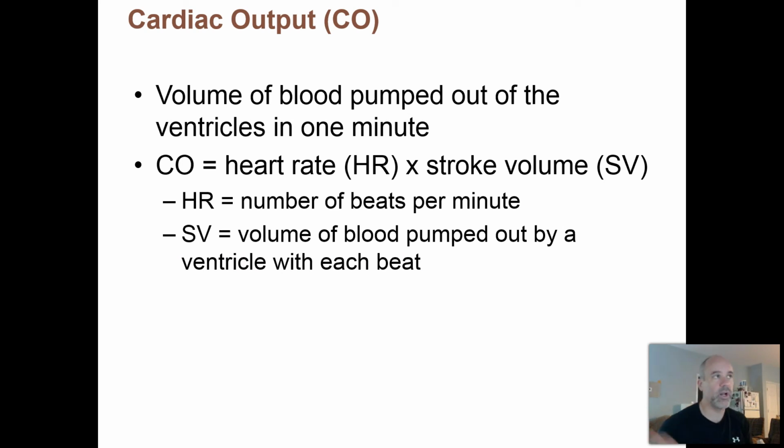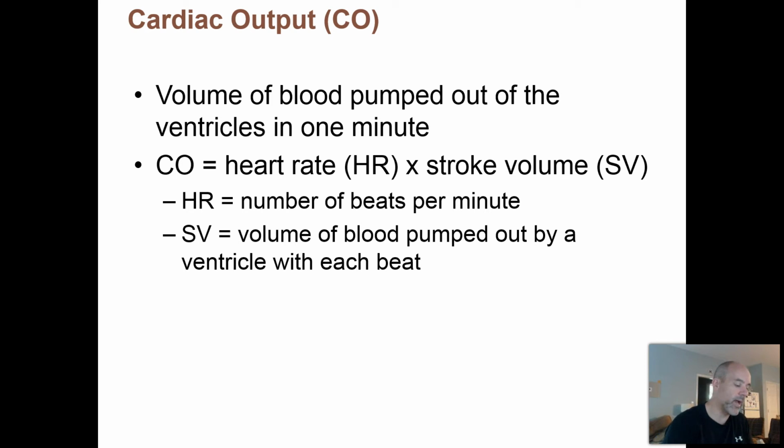Like males in general are going to have a higher cardiac output on average than females. Endurance athletes are going to have a higher cardiac output than people who are sedentary. Older people are going to have a lower cardiac output due to reduced heart function compared to younger people. So we're always kind of thinking in terms of averages here.